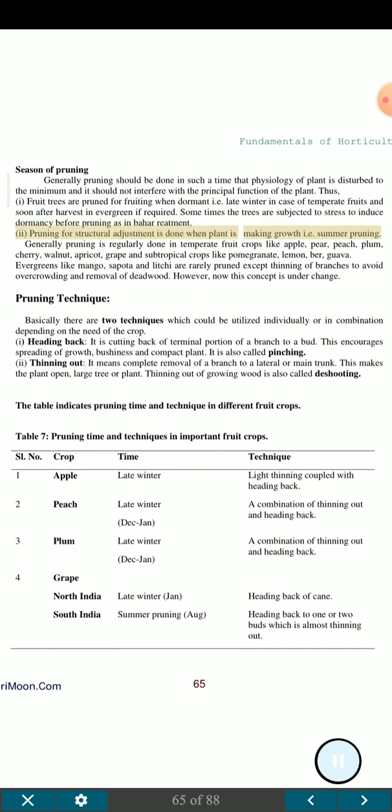Generally, pruning is regularly done in temperate fruit crops like apple, pear, peach, plum, cherry, walnut, apricot, grape, and subtropical crops like pomegranate, lemon, ber, guava. Evergreens like mango, sapota, and lychee are rarely pruned except thinning of branches to avoid overcrowding and removal of deadwood. However, now this concept is under change.